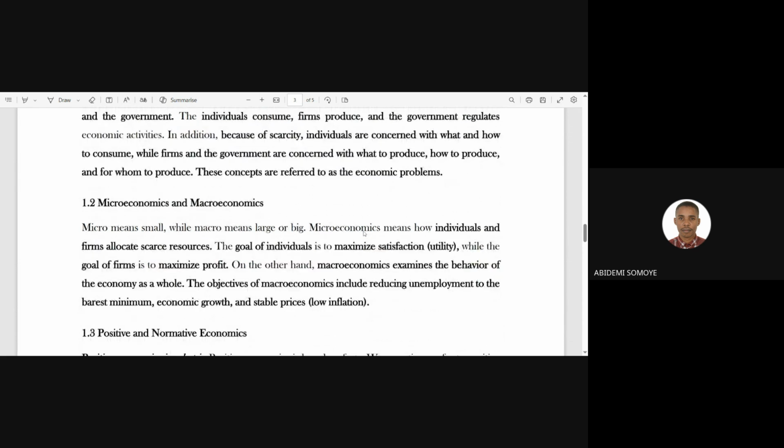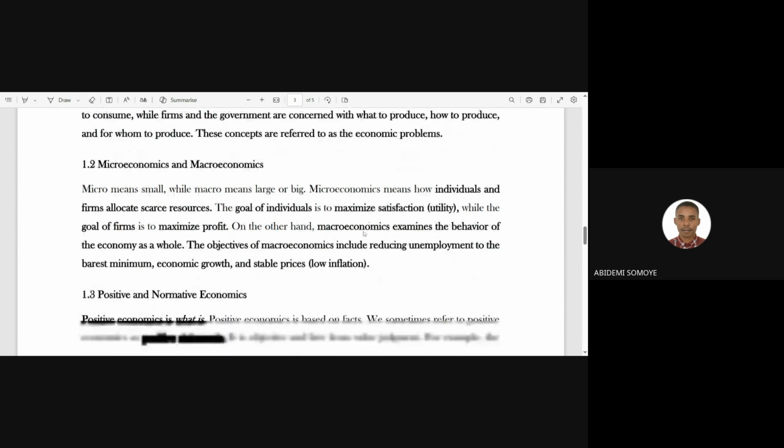So individuals are concerned with what and how to consume. Firms are concerned with what to produce, how to produce, and who to produce for. We refer to this concept as economic problems. Micro and macro: micro is a small aspect of the society, while macro looks at the society as a whole. Micro deals with how individuals and firms allocate their scarce resources. Macro deals with how the society as a whole allocates its scarce resources.